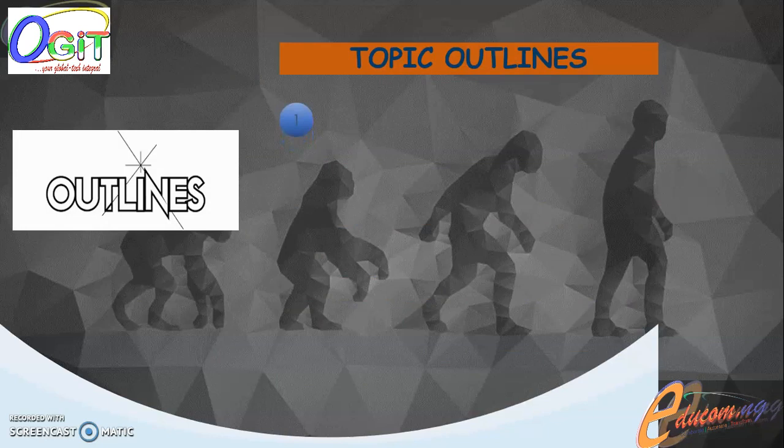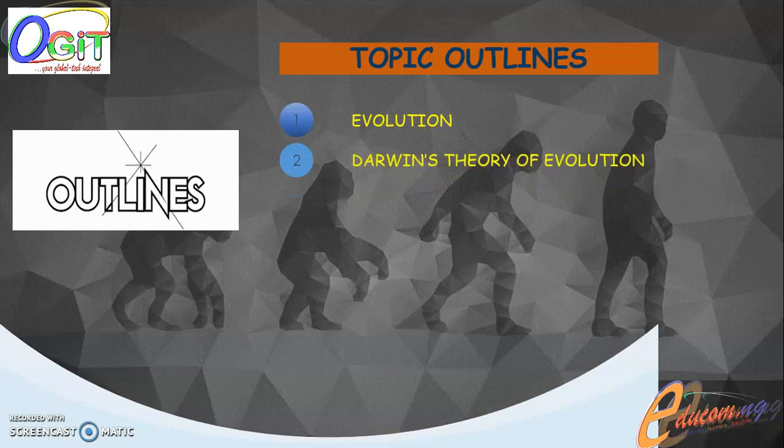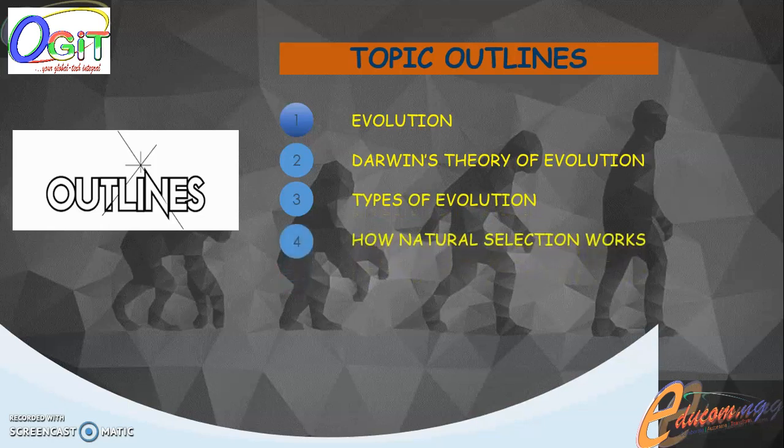Today's class encompasses 5 outlines. The first, evolution. Number 2, Darwin's theory of evolution. Number 3, types of evolution. Number 4, how natural selection works. And the last outline for today's class is effects of genes with natural selection.